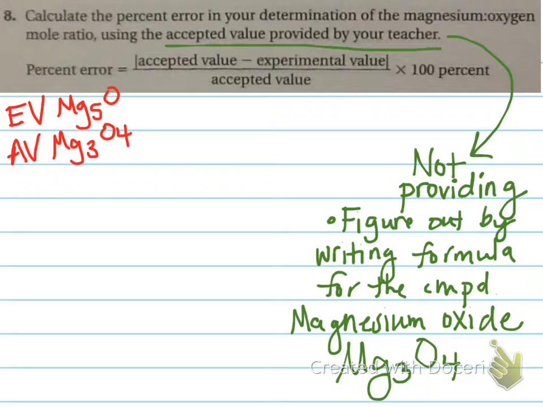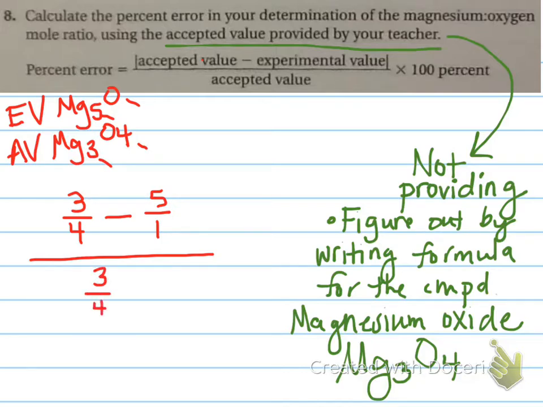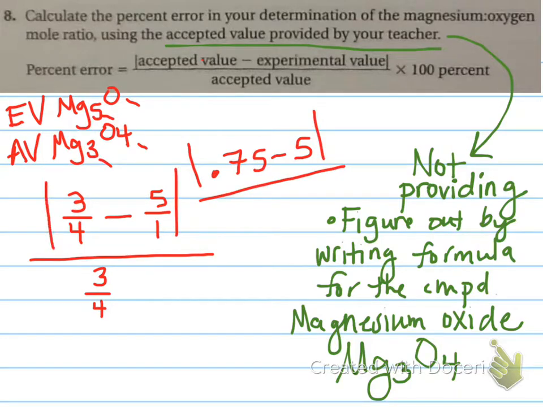Well, what I'm going to do is use these numbers as ratios. So my accepted value is 3/4 minus my experimental value, which is 5/1, divided by my accepted, which was 3/4. And then I'm going to convert those to decimals, right? So basically this is saying 0.75 minus 5, the absolute value of that, divided by 0.75, times 100. So you would do something like that with the numbers that you got. Again, my 3/4 came from my accepted value and my experimental value.